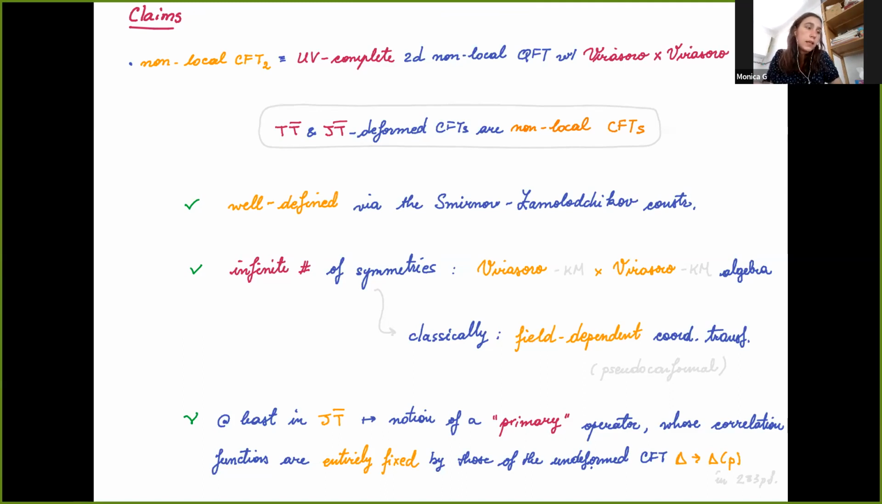And finally, at least in JTbar, it turns out that JTbar is much simpler to study than TTbar. We can come up with some notion of a primary operator, and then we can compute correlation functions of these primary operators. They turn out to be entirely fixed by the correlation functions of the undeformed CFT. At least at the level of low-point functions, like two- and three-point functions, in momentum space they look exactly like the CFT two- and three-point functions, but with the dimensions replaced by some particular function of the momentum, a momentum-dependent conformal dimension. So, okay, we're happy. This is not exactly like the black hole picture I was talking about, but at least we see that there might exist a mechanism for certain theories to produce momentum-dependent conformal dimensions. Okay, so these are the claims.